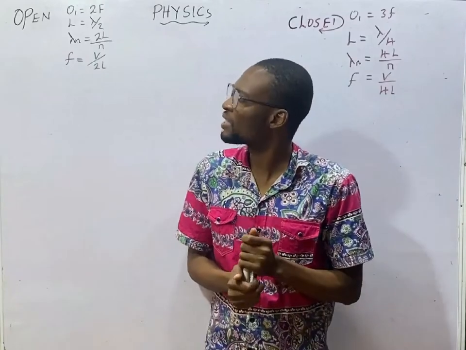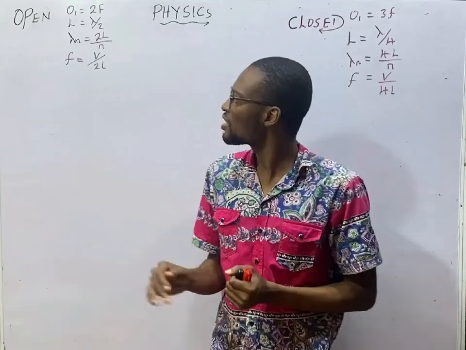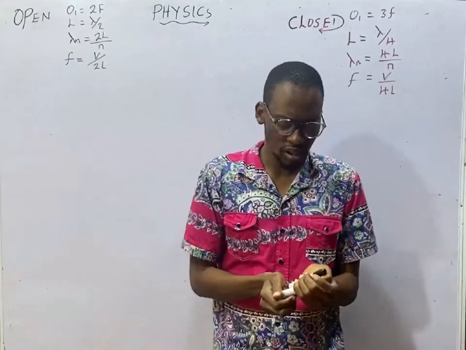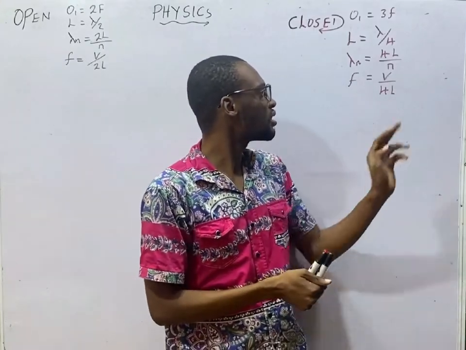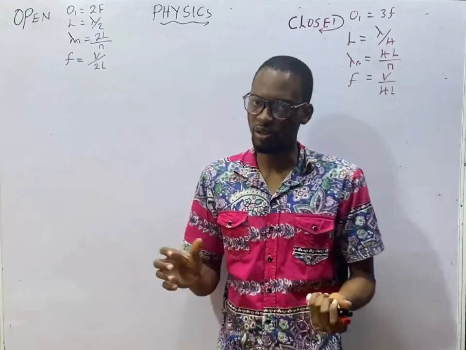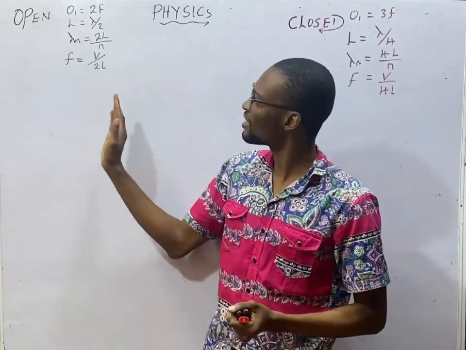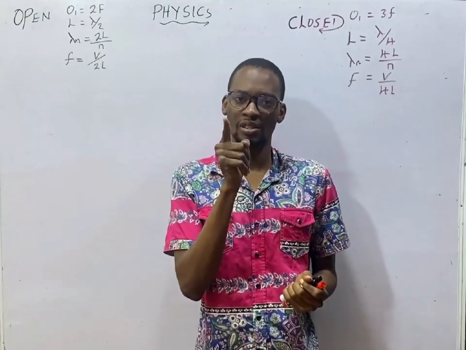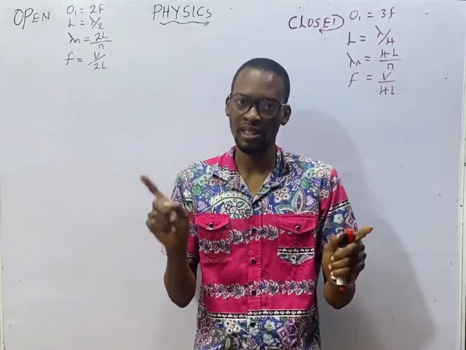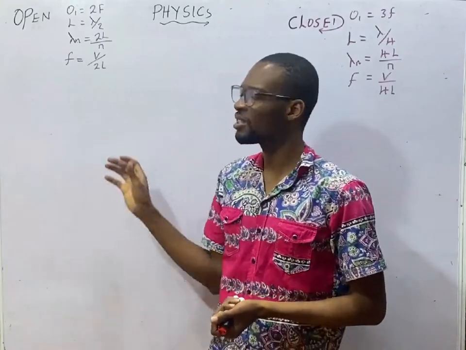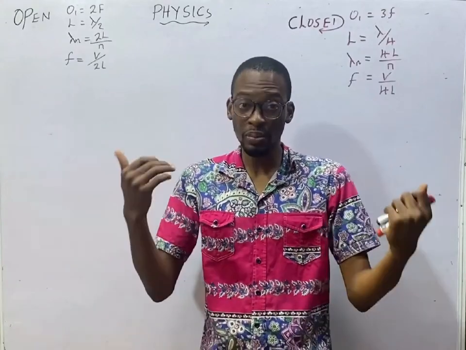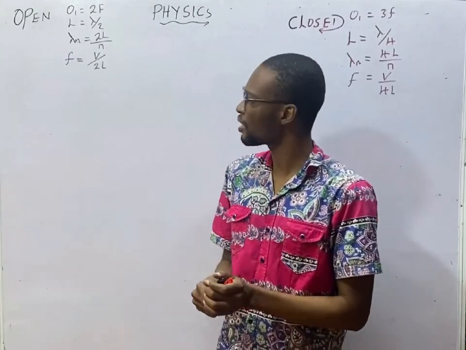And the fundamental frequency for an open pipe is V over 2L, while the fundamental frequency for a closed pipe is V over 4L. With this knowledge, you are good to go. And if you still don't understand these formulas, it means you don't understand the previous episode. Please go back and understand, because the questions I'll be answering here, I'll be answering with the belief that you followed the previous episode.